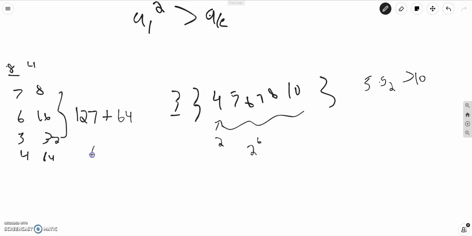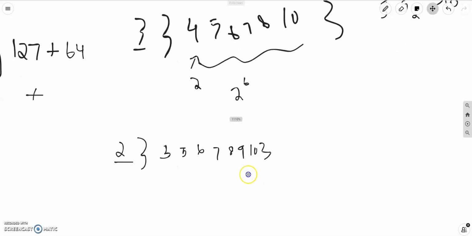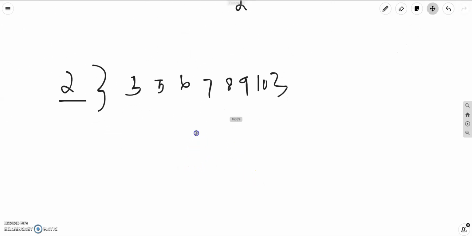So now let's do the case where 2 is the smallest element, and now we have 3. If 2 is already the smallest element, we cannot put 4 since 2 squared is 4. We have 5, 6, 7, 8, 9, and 10. Now we just have to do some casework on what we choose next.